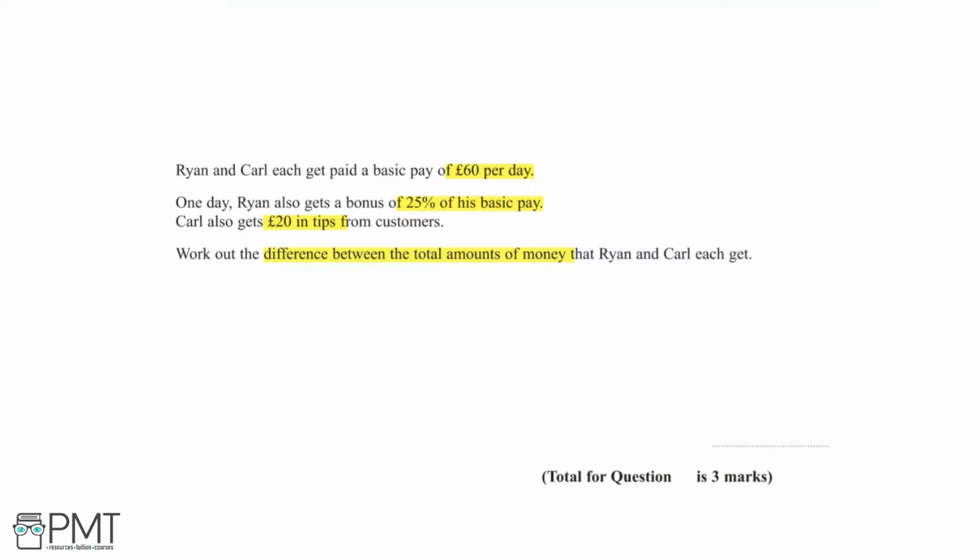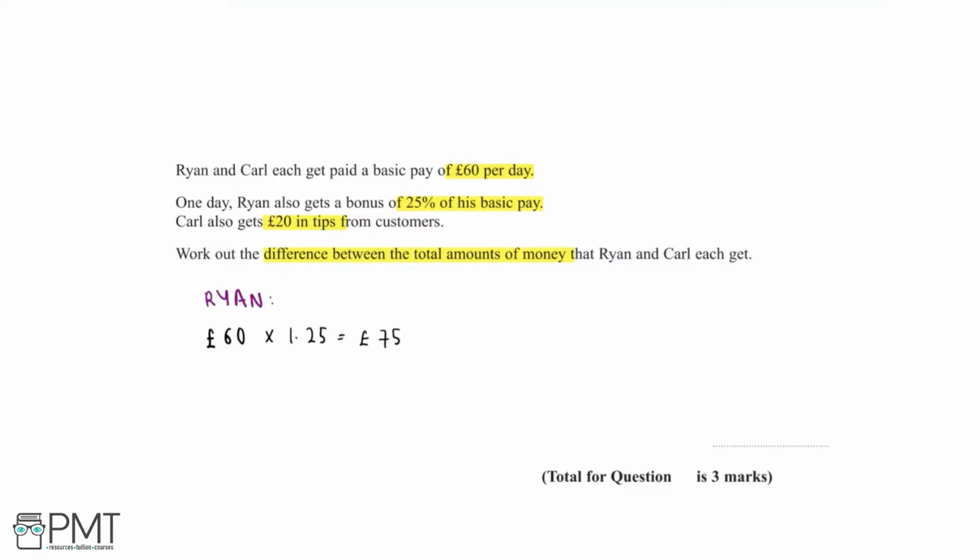We'll start by finding the amount of money that Ryan makes on this day. We're told that Ryan gets a bonus of 25%, which means that we have a 25% increase of his normal pay. Now to find a 25% increase, we multiply the original amount by 1.25. And so on that day, Ryan was paid 60 multiplied by 1.25, which is equal to £75.